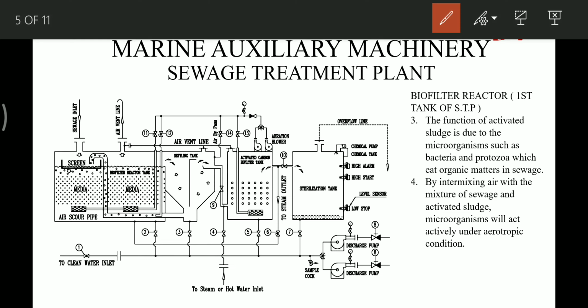The function of this activated sludge is because of the microorganisms such as bacteria and the protozoa which eat organic matter in the sewage. So by intermixing air with this mixture of sewage and activated sludge, the microorganisms will actively decompose these organic matter in the aerobic conditions.